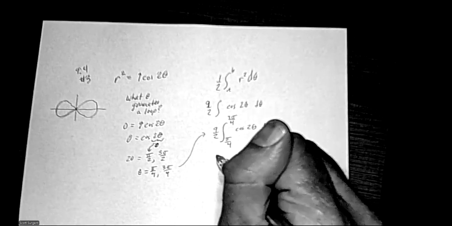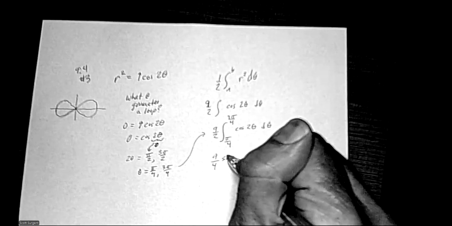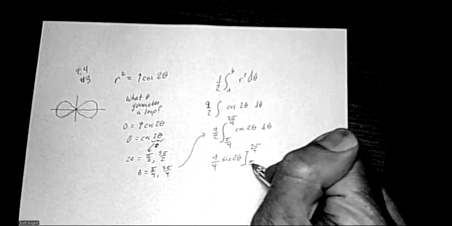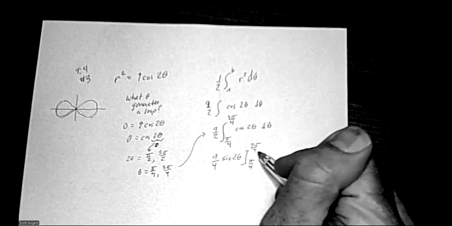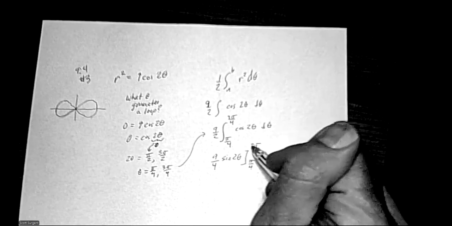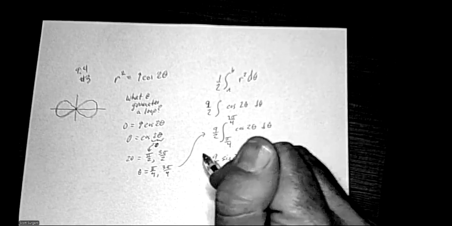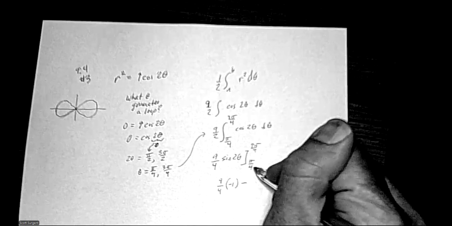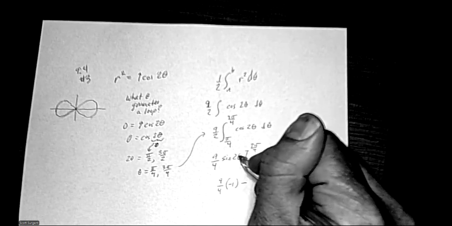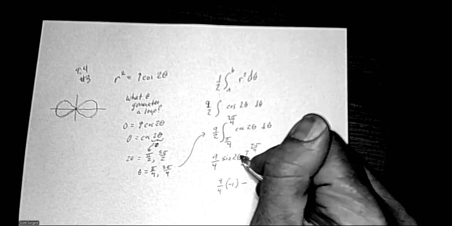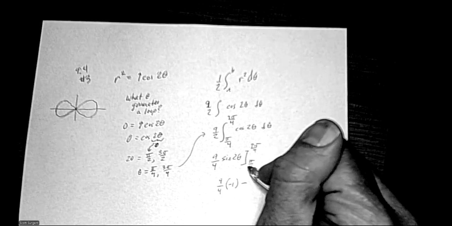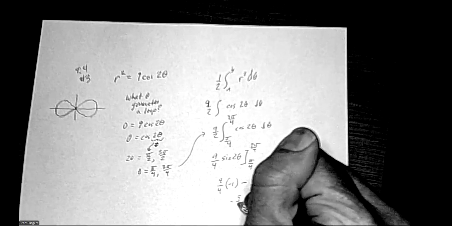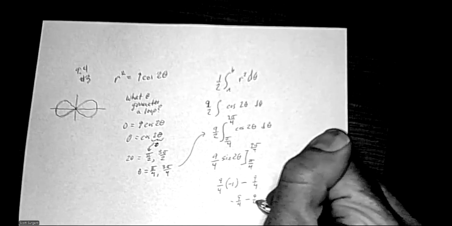It's just going to be 9/4 sine 2 theta from pi over 4 to 3 pi over 4. And when you plug in 3 pi over 4, you get 3 pi over 2. Sine of 3 pi over 2 is -1. And then sine of 2 times pi over 4 is sine of pi over 2, which is 1, times 9/4. So you get -9/4 minus 9/4. So I get a negative value.